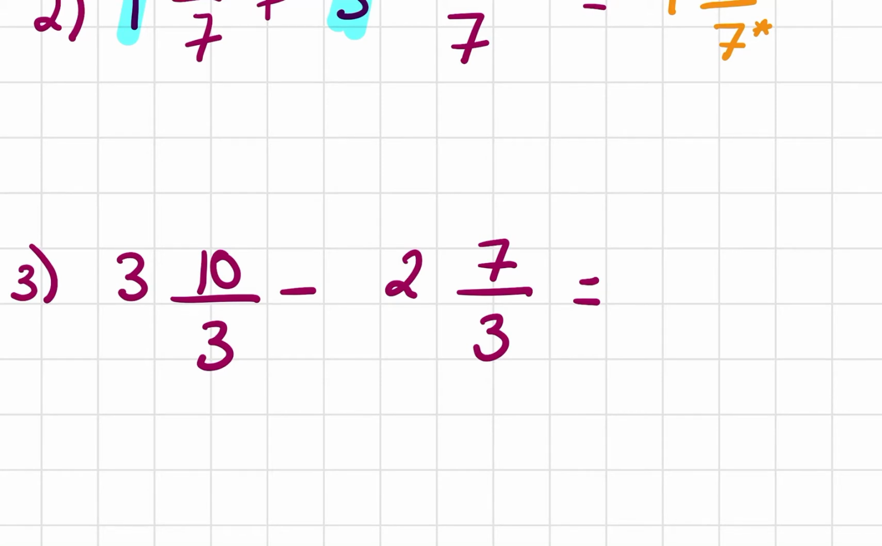Just like the mixed fractions we had in number 2, we're going to look at our whole numbers, but remembering that we are subtracting. So if we do 3 wholes minus 2 wholes, you get 1 whole.